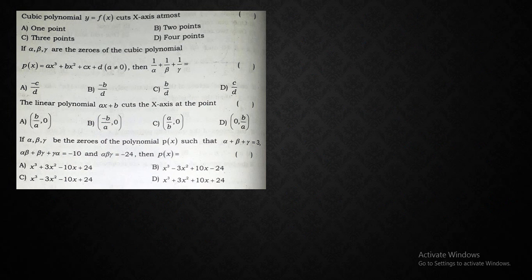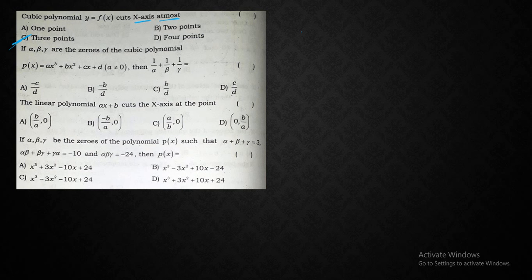Next, moving on to one more question. Cubic polynomial y is equal to f of x cuts x axis at most. So at most means maximum. So maximum, how many points can it cut? It can cut 3, because it may have 3 real zeros, right?